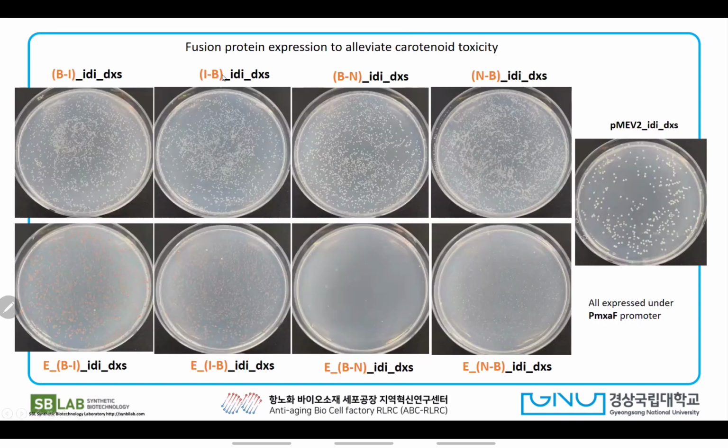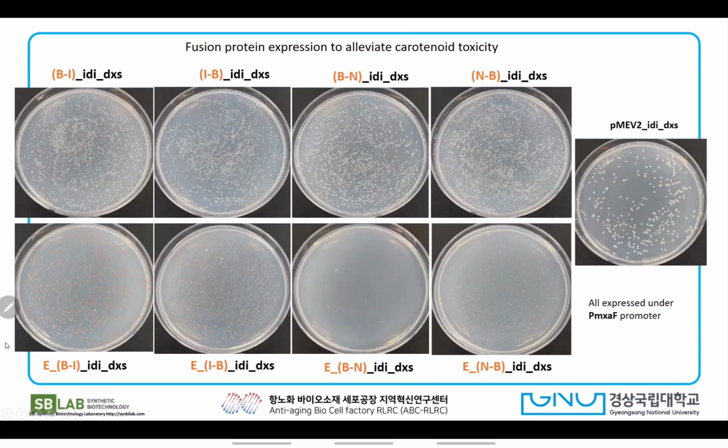So as a result, we have fused BI, IB, BN, and NB genes. All of these constructs were made in our plasmid harboring the constitutive promoter. First, with BI, IDI-DXS, we checked if normal colonies were formed. In all cases, BI fusion, IB fusion, BN, and NB fusion, they formed normal colonies, except for NB, which had slightly slower growth in comparison to the others.